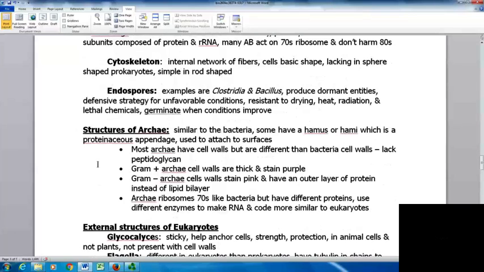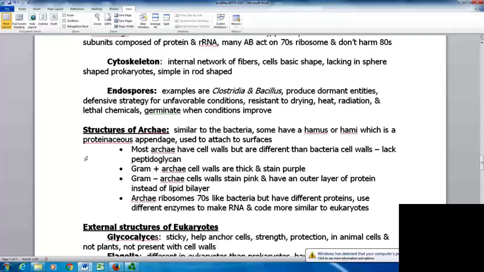The Archaebacteria are similar to the bacteria. When we look at some of their structures, some of them have a hamus or hami, which is a proteinaceous appendage used to attach to surfaces. Most archaea are going to have cell walls, but they're different than bacterial cell walls. They lack peptidoglycan.